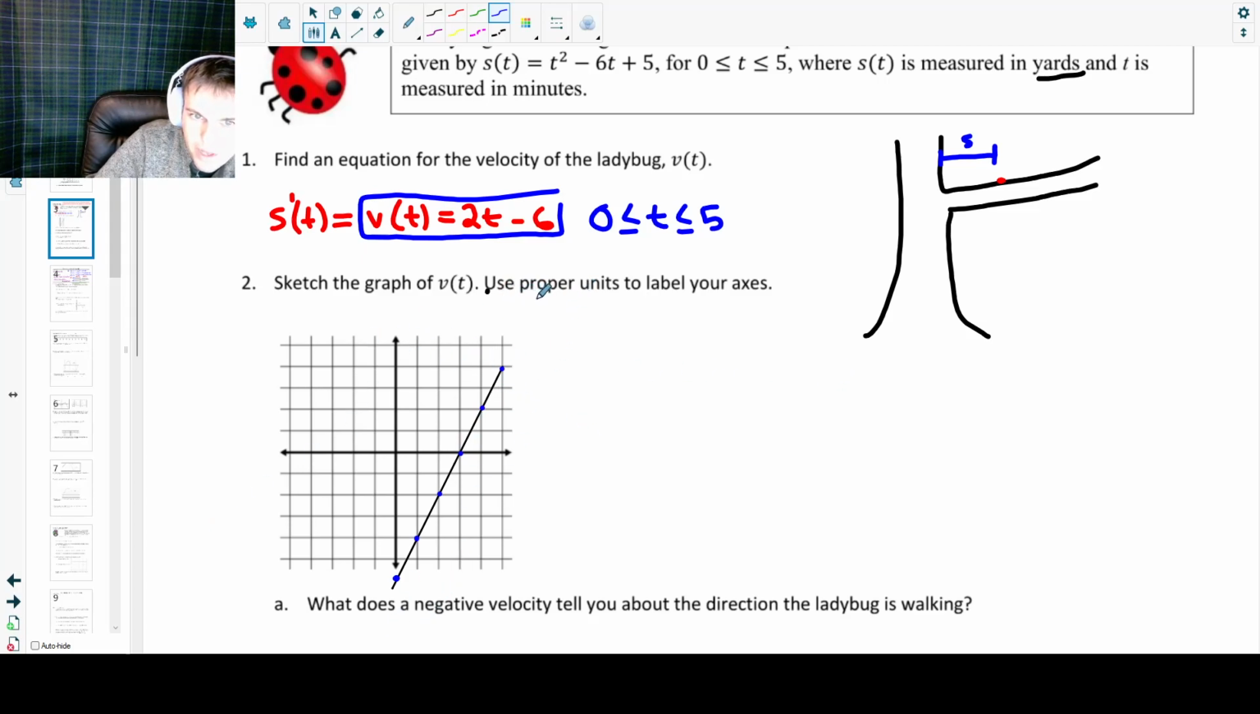Next thing we want to do is use proper units to label these axes. So our x-axis, or our t-axis, is going to represent the minutes. You can see here we've graphed from 0 to 5. And then our y-axis, or our v of t, represents the velocity, which is in yards per minute. That's the rate of change of our position function. The position function outputs yards, and its input unit is minutes, so we have yards per minute.